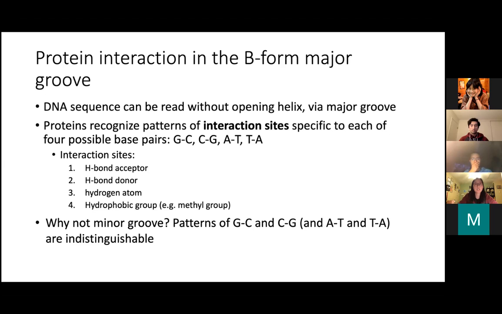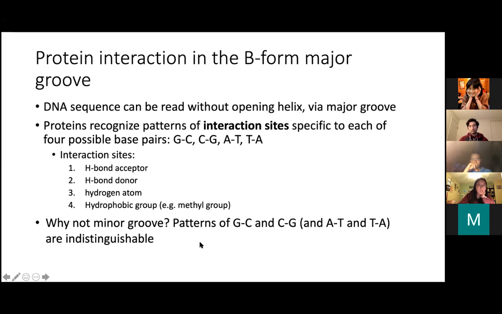So what this means is that each of those 4 possible base pairs has a specific and distinguishable pattern from each other that is made up of the 4 types of interaction sites, which are, as we covered, the hydrogen bond acceptor, hydrogen bond donor, hydrogen atom, and hydrophobic group, which is usually a methyl group.